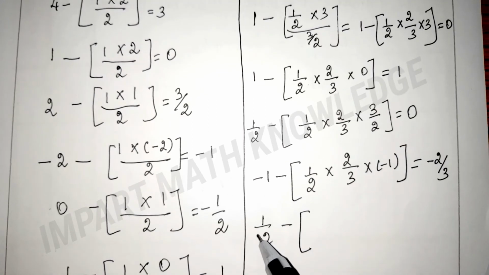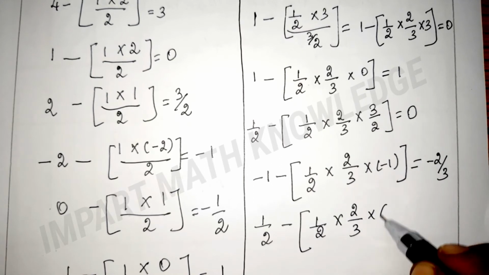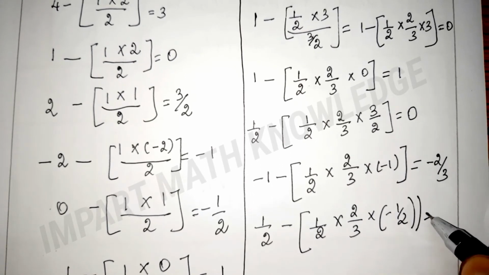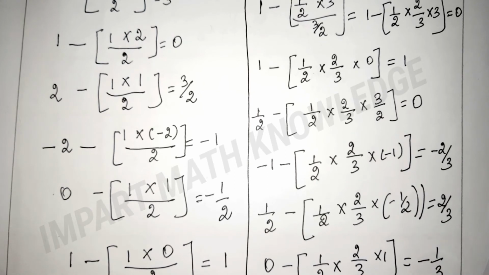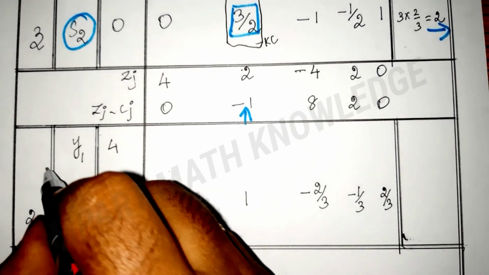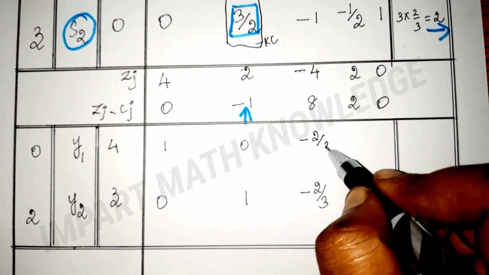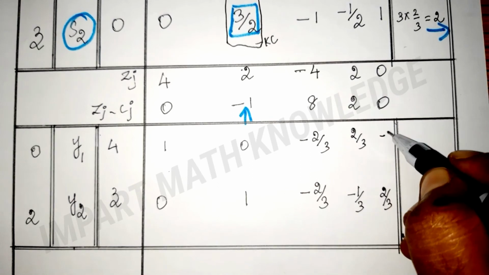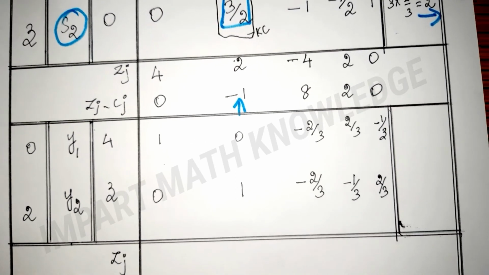Next one, old value minus key column value, divided by key value, into key row value. So the answer is 2 by 3. Next one, 0 minus key column value, divided by key value, into key row value. So the value is minus 1 by 3. Let me write all the values in the simplex table. The first row values are 0, 1, 0, minus 2 by 3, 2 by 3 and minus 1 by 3. Now we need to find Zj value in the usual manner.